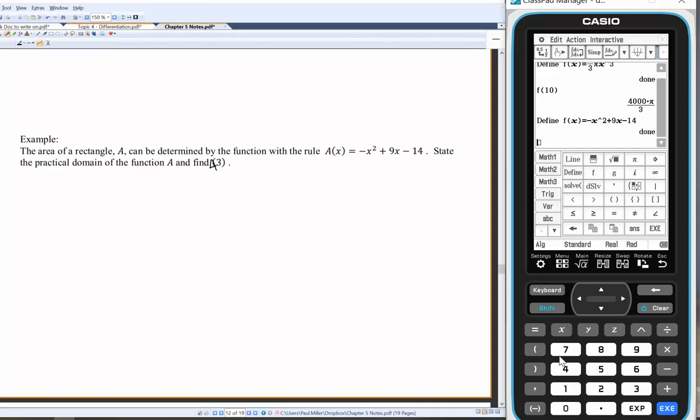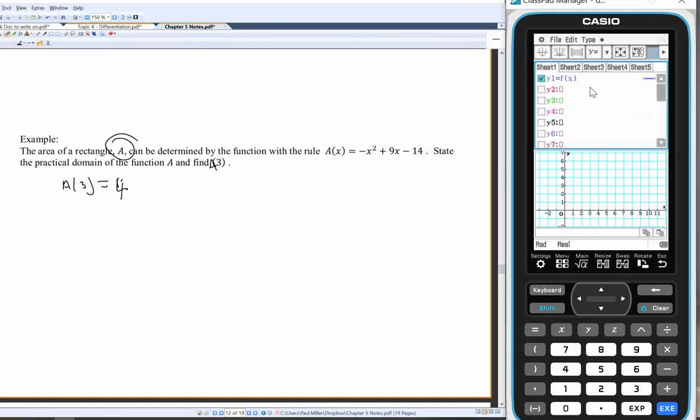All right, so now let's do f of 3. And we're going to say that A of 3 is equal to 4. And what's its practical domain? Well, we're talking about area of a rectangle. So let's go back and have a look at it. So there it is there.